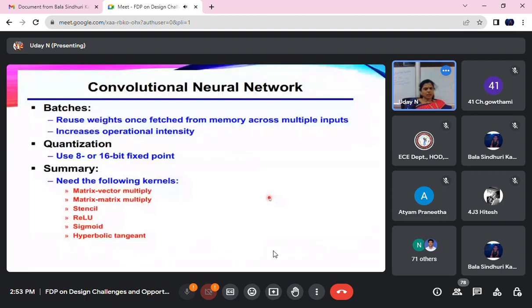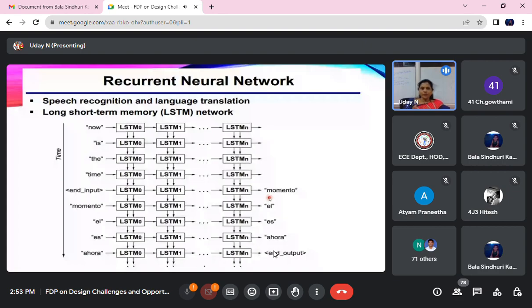But the operations of a neural network are not limited to computer vision tasks. They are also used in speech recognition and language translation. For such things, we make use of neural networks called recurrent neural networks. For example, we want to translate the sentence "now is the time" to Spanish, which should be translated into "momento es ahora." Then you require n number of layers of this recurrent neural network for translation.